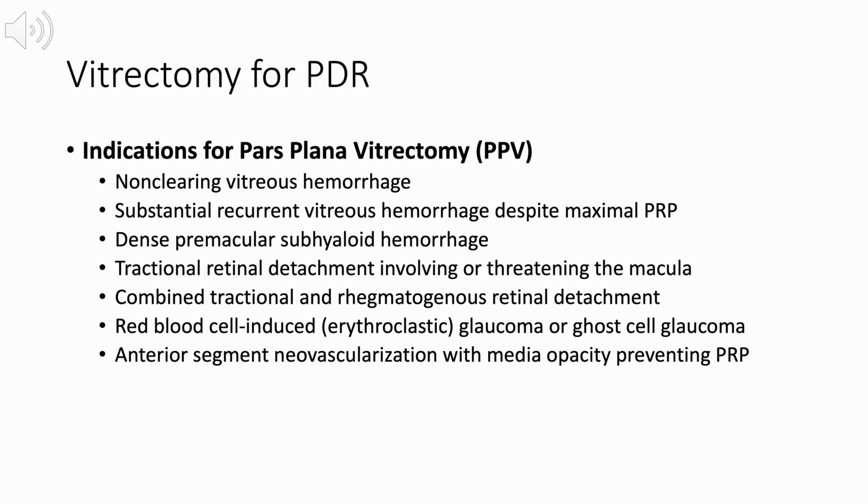Non-clearing vitreous hemorrhage, or dense premacular subhyaloid hemorrhage, blood collected directly in front of the macula, are two main indications. Tractional retinal detachment involving or threatening the macula, combined tractional and rhegmatogenous retinal detachment, red blood cell-induced glaucoma, also termed erythroclastic glaucoma, or ghost cell glaucoma, where degenerated red blood cells obstruct the trabecular meshwork, are other indications.